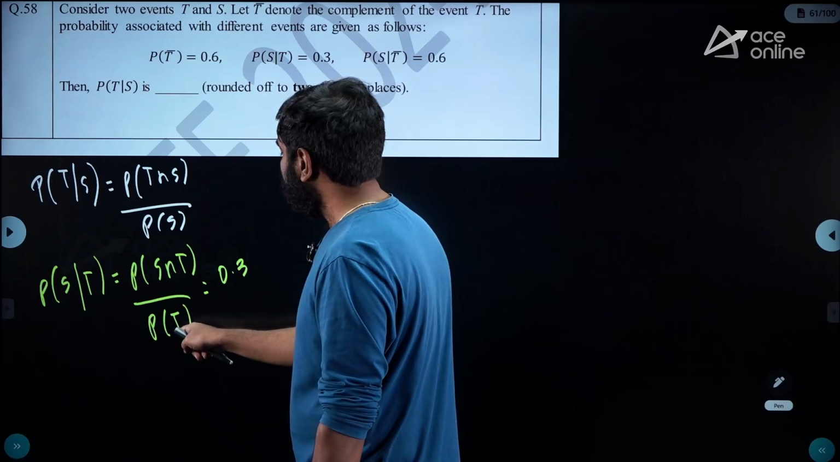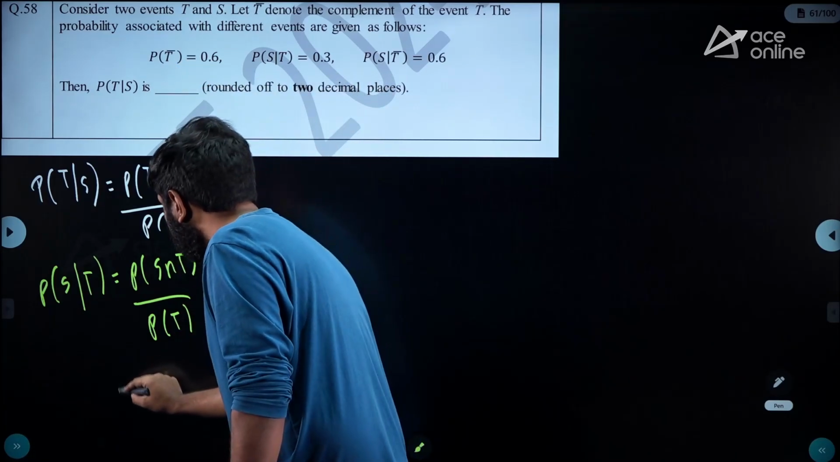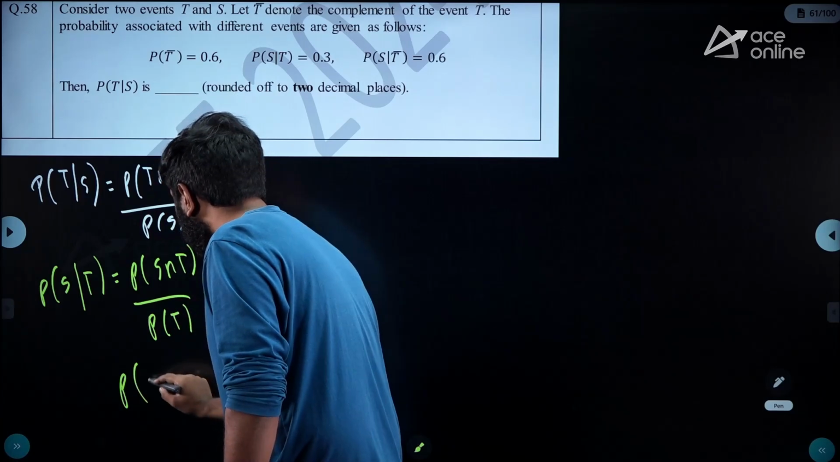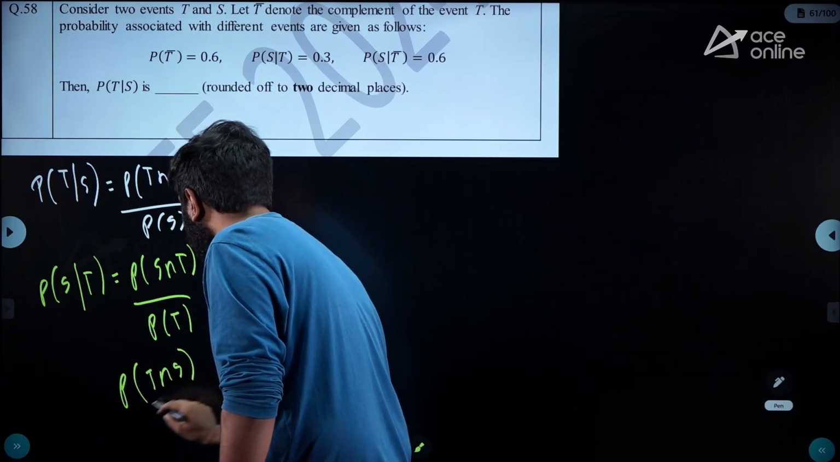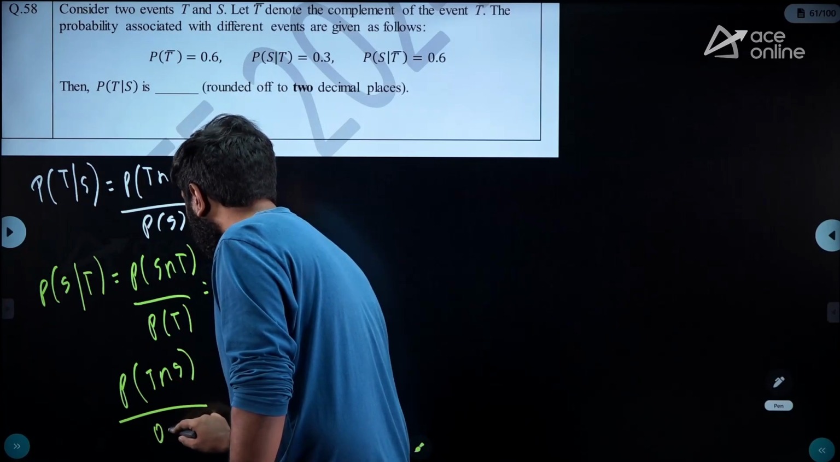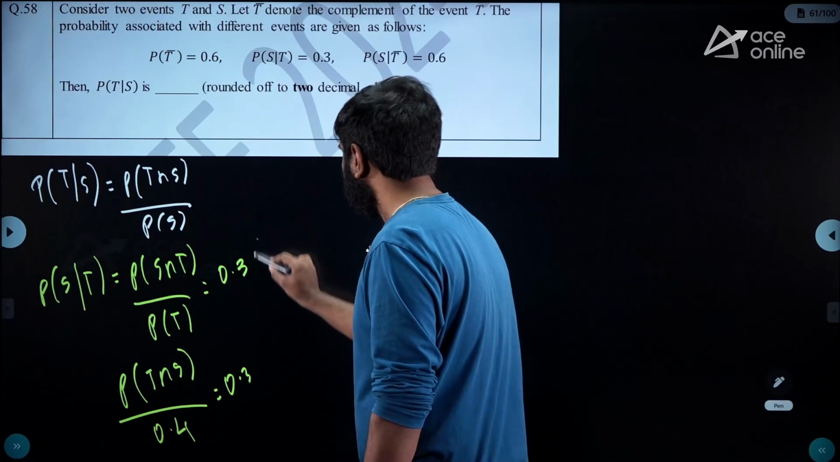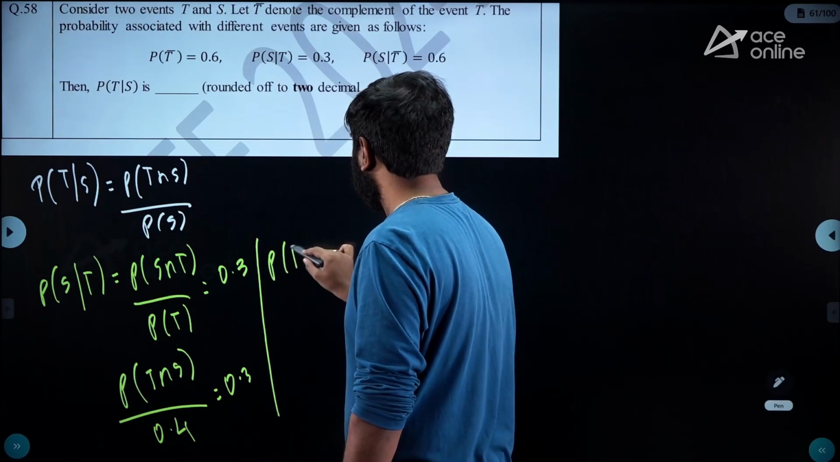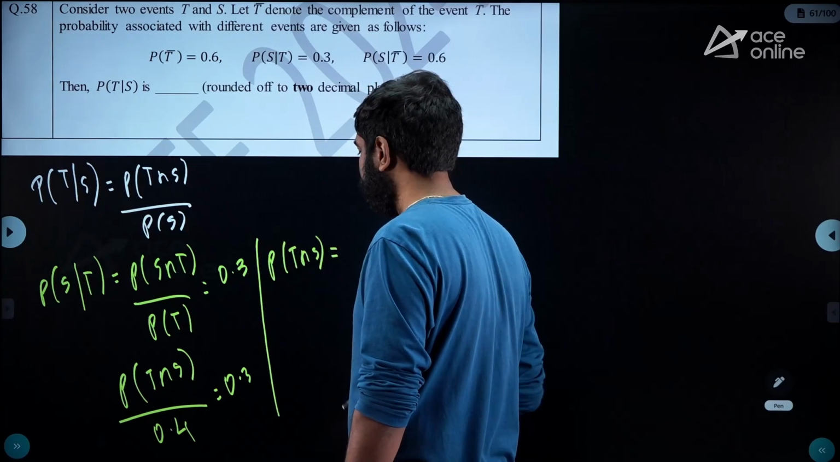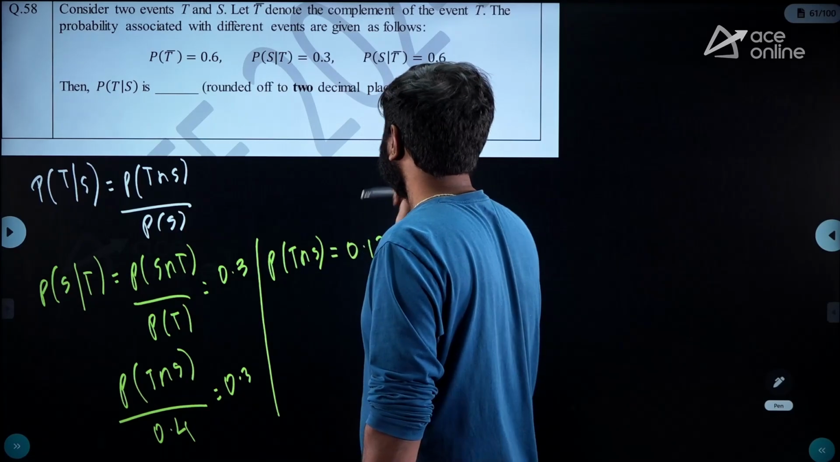We know the denominator value because P of T complement is given. You can extract the numerator, that is P of S intersection T, which can also be written as T intersection S, by probability of T, which is 1 minus 0.6, which is 0.4, and this is equal to 0.3. So from this, what is the probability of T intersection S? It is 0.3 times 0.4, it is 0.12.